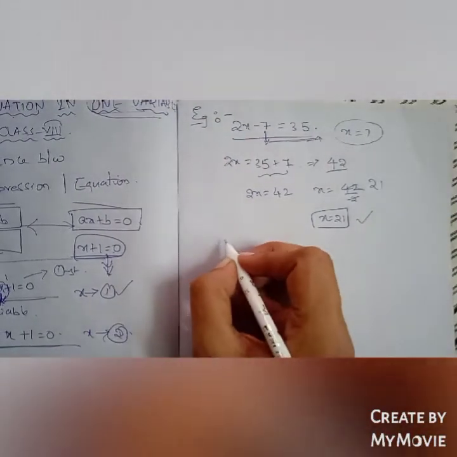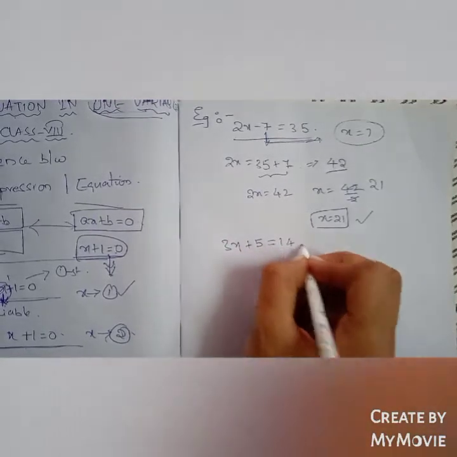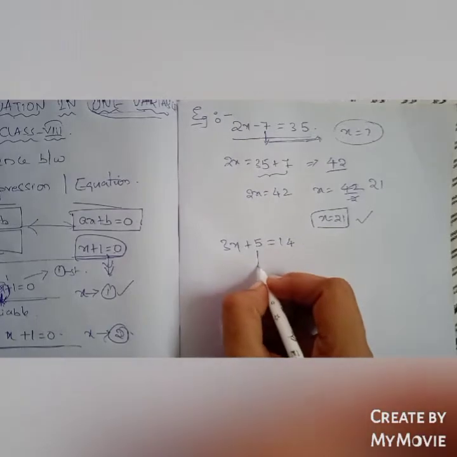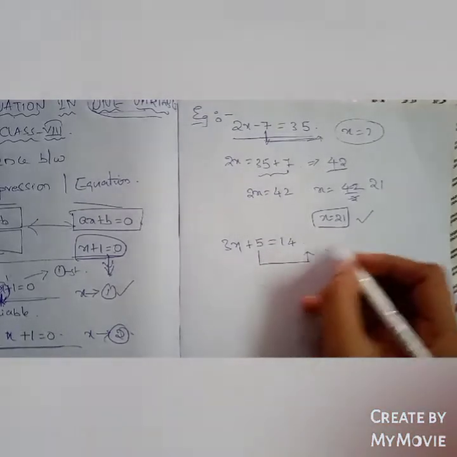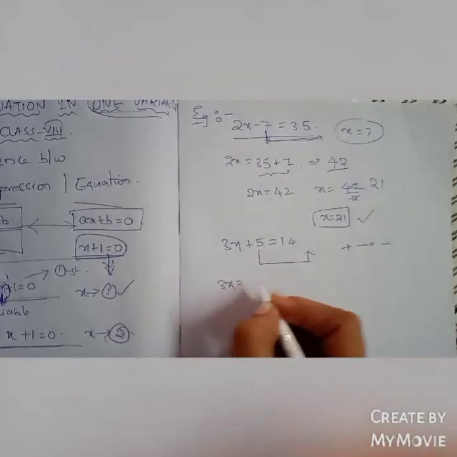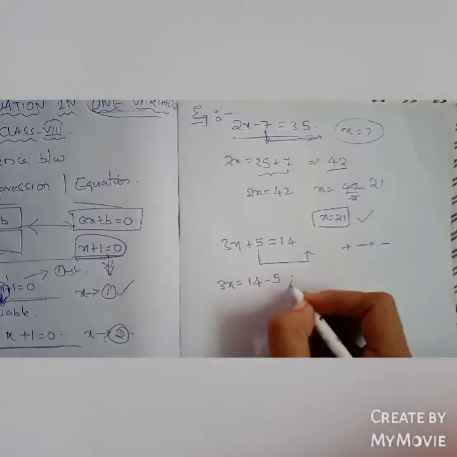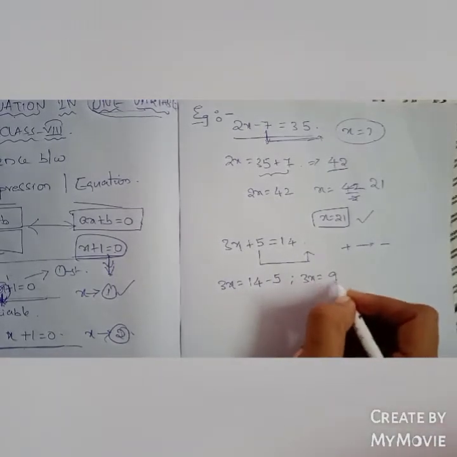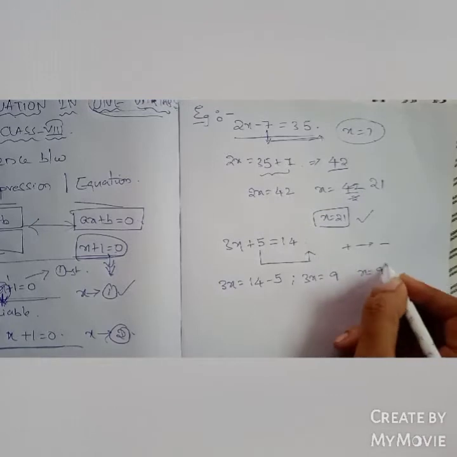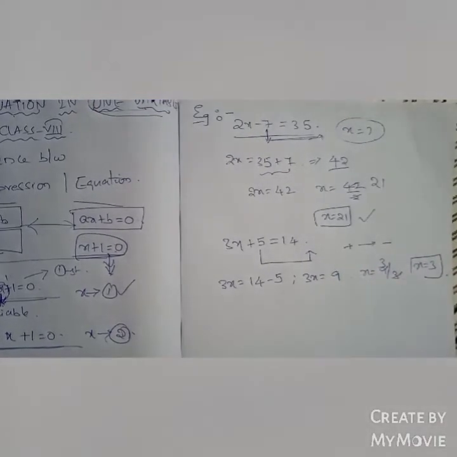Take another example: 3x plus 5 is equal to 14. Now shift this plus 5 to the right side, and plus changes to minus. 3x is equal to 14 minus 5, so 3x is equal to 9 and x is equal to 9 by 3. The value of x is 3. This is the method to solve these problems.